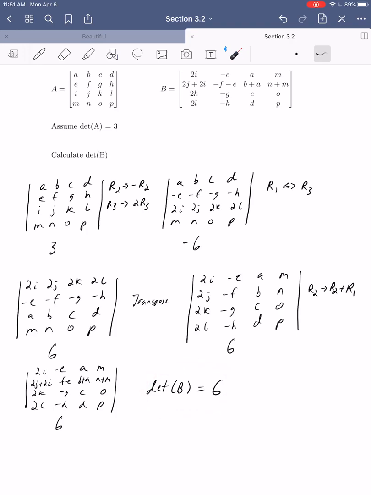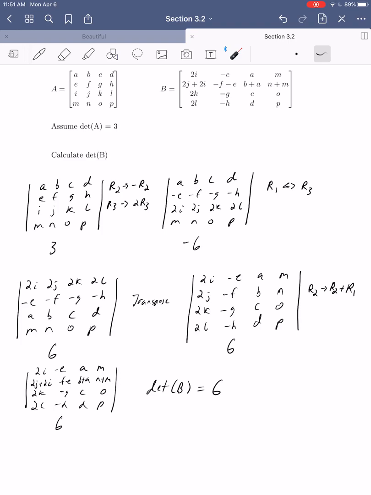So even though we don't know what these elements are, just these operations here dictate that the determinant of B must be 6. Again, these examples are mostly just to get you more practice using and understanding what these properties of the determinant really mean.